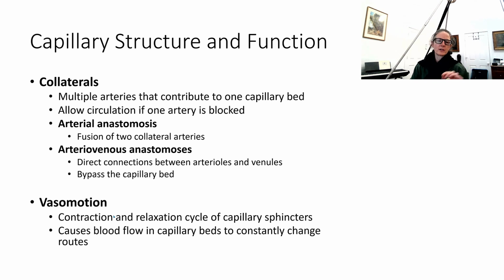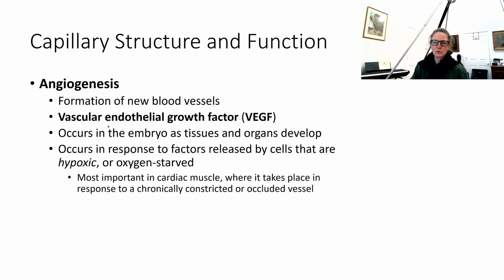And as we have seen, we have these arterial anastomoses here, and these arterial anastomoses allow for merging of blood vessels. A lot of times, if a tissue becomes very hypoxic due to one blood vessel getting blocked, sometimes you can have an outgrowth of more blood vessels from existing blood vessels, and this is called angiogenesis. And angiogenesis is the formation of new blood vessels.